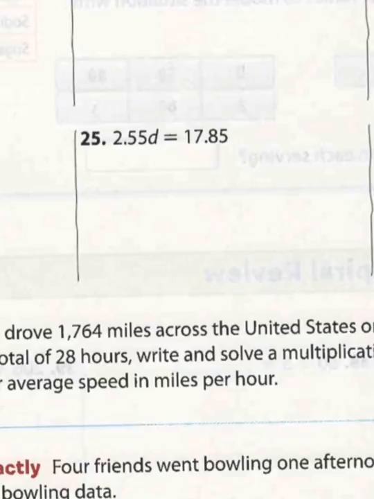I'm sticking to number 25, and it has 2.55 times d, right? Because if it's next to a variable, they're multiplying, equals 17.85. So I have to do the opposite of this, which means I need to divide by 2.55, right? If I'm dividing that on this side, I have to do it on this side as well. I know that my next step is that these cancel each other out, so all I'm left with is d equals whatever 17.85 is divided by 2.55.